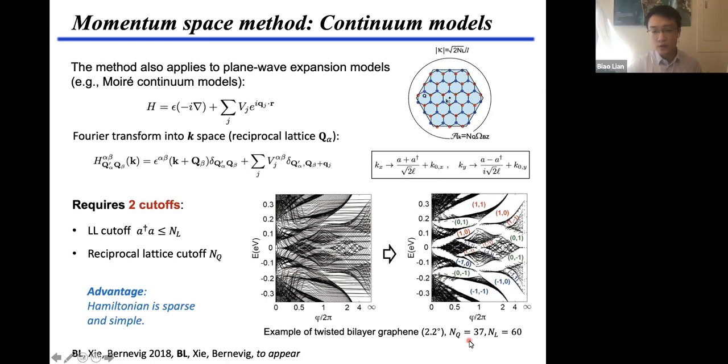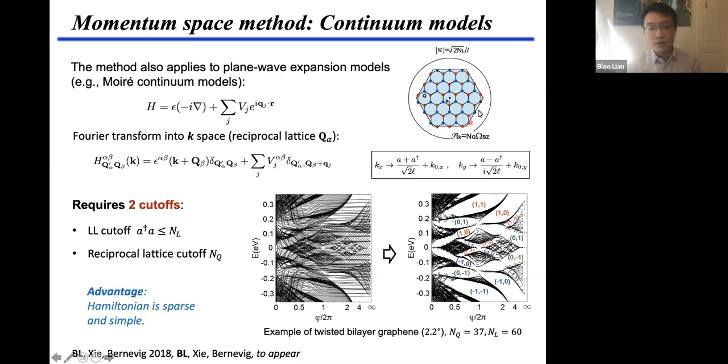So this is an example of the twisted bilayer graphene model calculated with NQ equals 36 and NL equals 60. And indeed, one sees these Landau level, these Hofstadter spectra emerging, and also these in-gap spectral flows. Similarly, one can identify these spectral flows as edge states in momentum space, and one can delete them. After deleting them, one can get a clear bulk spectrum. Here, the spectrum is not that clear because the cutoff number is still not big enough.